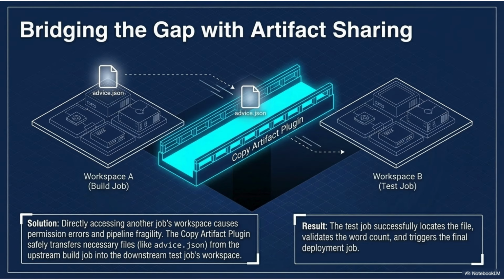Slide 11: Artifact sharing solution. To solve this, Jenkins uses artifact sharing. Artifacts are transferred between jobs using plugins. For example, the Copy Artifact plugin. This ensures continuity between stages.